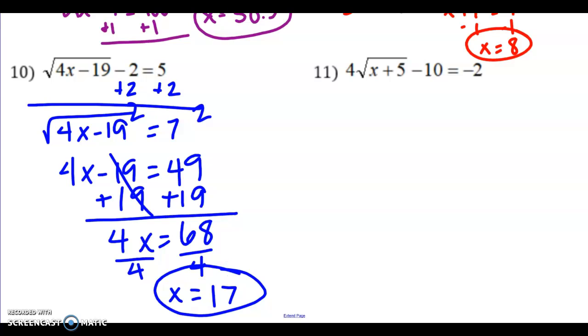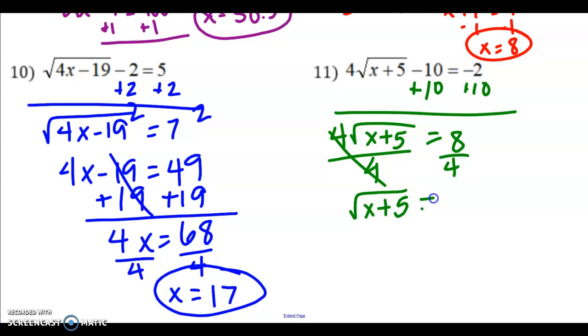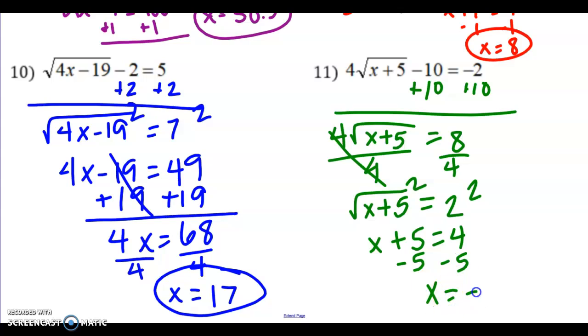And finally, for number 11, we need to do everything we can first. So I'm going to add the 10 first. That's going to give me 4 times the square root of x plus 5 equals 8. I'm going to divide everything by 4. So I have the square root of x plus 5 now equals 2. I square both sides. I get x plus 5 equals 4. If I subtract my 5 over, I get x equals a negative 1.